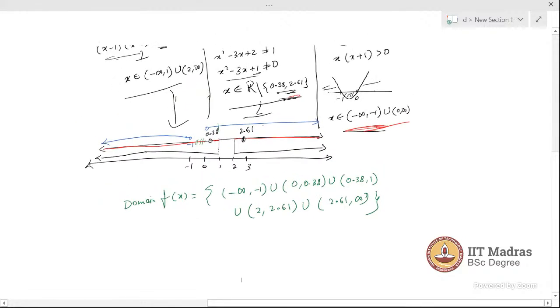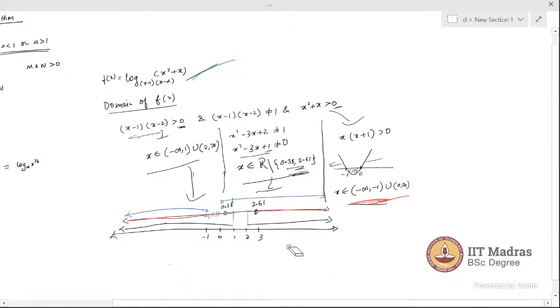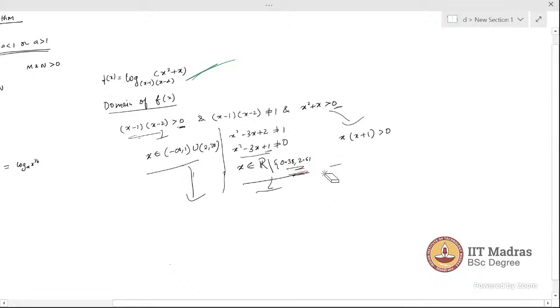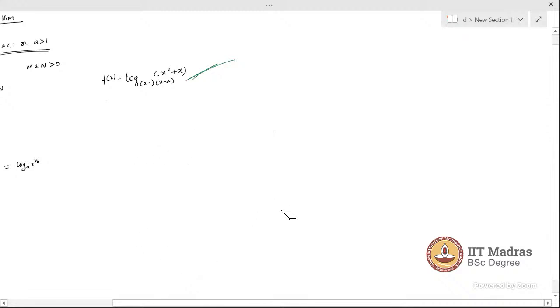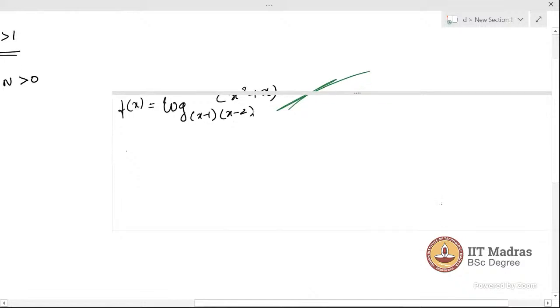Okay. Could you tell me what is the range of this function? 0 to infinity. 0 to infinity. Why 0? Only 0? Why not minus infinity to infinity?